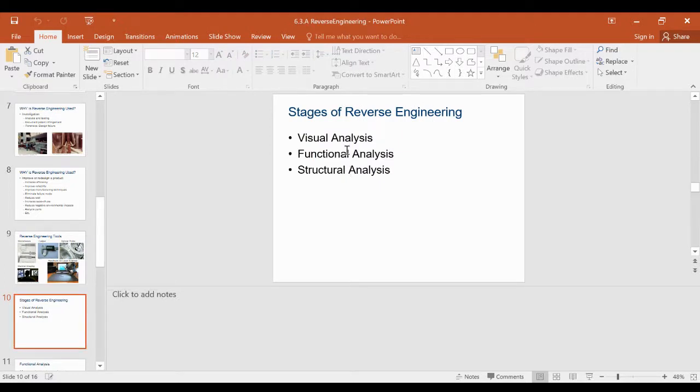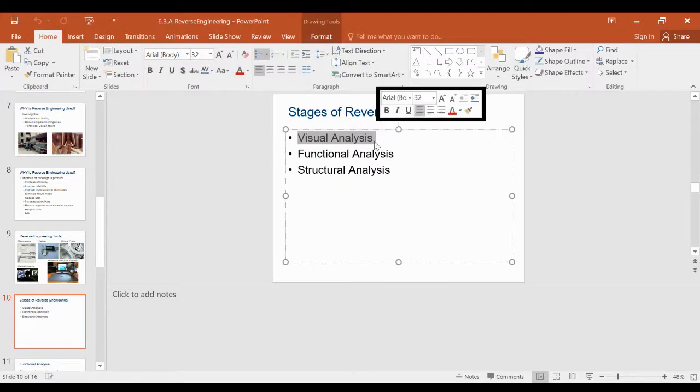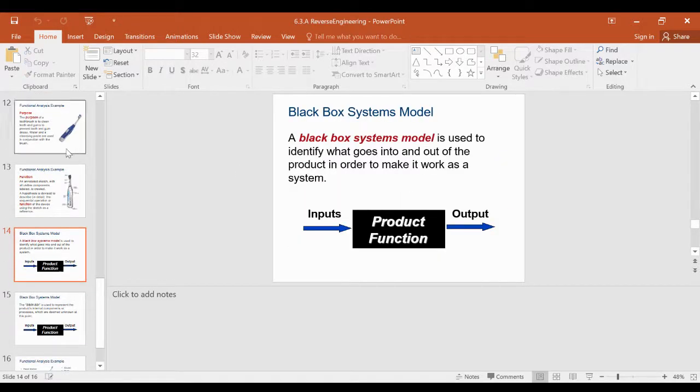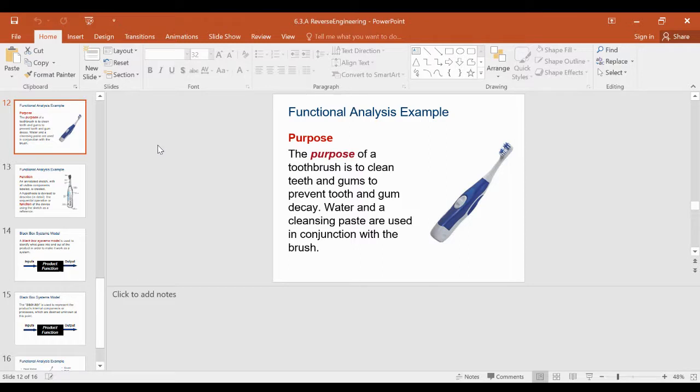So here's our 3 stages. Visual analysis, that's what you've already done. Functional analysis, what we're about to do, and then structural analysis. The functional analysis is non-destructive. That's the first key. We are not taking the product apart yet. The 3 things that we need to do is identify what is the purpose of the product, what observations can we record to see how the product functions, and what inputs are required for the product to output its desired function.